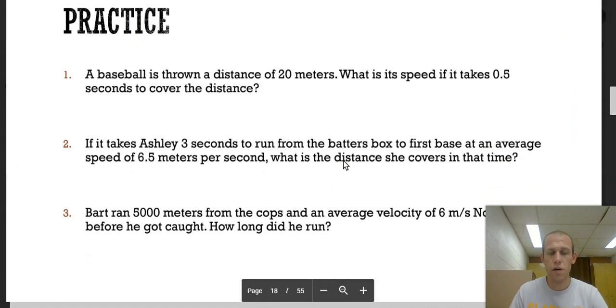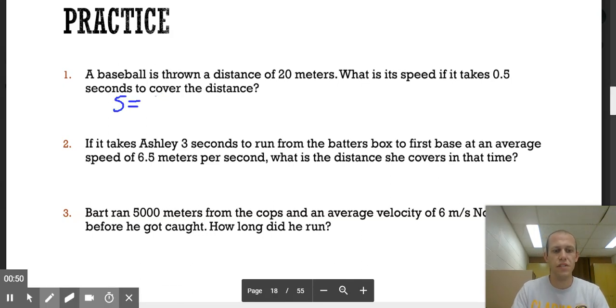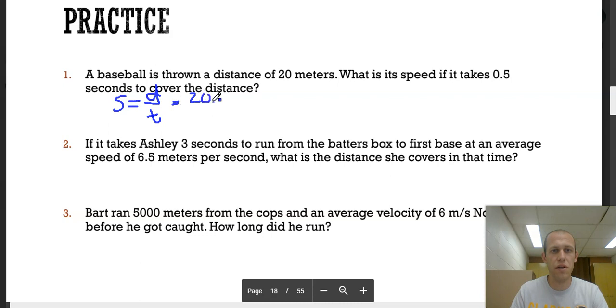So now let's look at a couple practice problems. A baseball is thrown a distance of 20 meters. What is its speed if it takes 0.5 seconds to cover the distance? So we're looking for speed. So we'll write that with an S. And speed is the distance over time. So our distance is 20 meters. And it takes 0.5 seconds to complete that. So when we divide those, we will get out 40 meters per second.